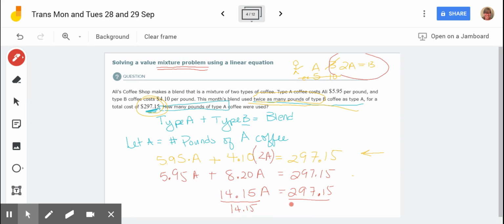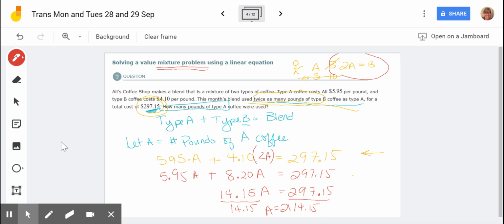Please go ahead and use your calculator. You know you need to. 297.15 divided by 14.15. Okay, so I'm going to go to my calculator and do 297.15 divided by 14.15. Wait, did I do that right? 297.15 divided by 14.15. Okay, yes. What is it? 21, and that's your answer. So A, give me my pen. Okay, so A is equal to 21.